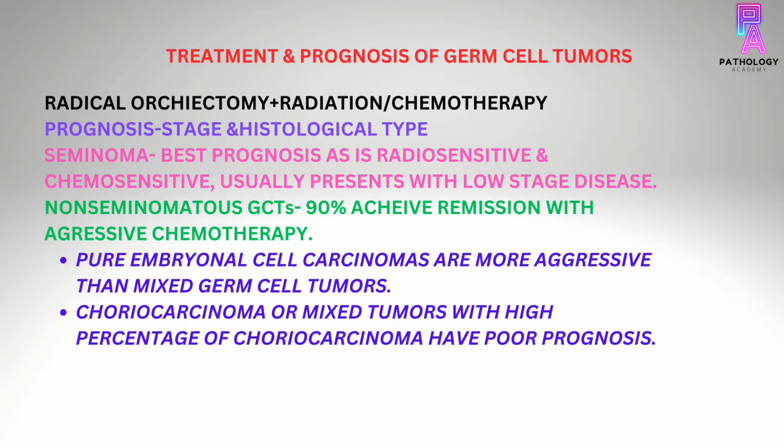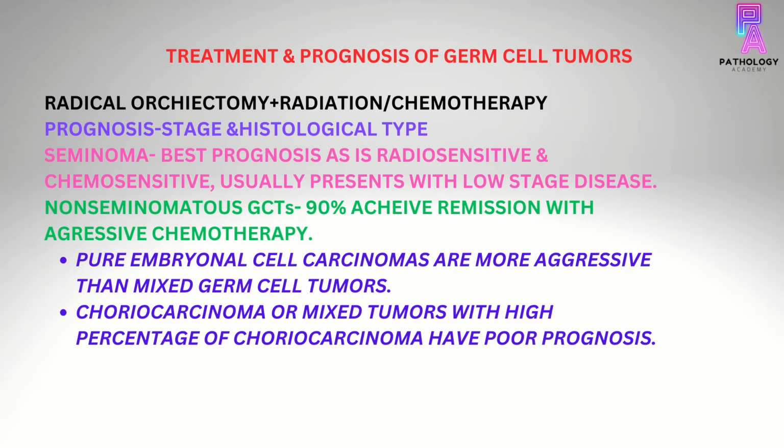Treatment of germ cell tumors. Well, for treatment, radical orchiectomy with radiation or chemotherapy is done. The prognosis depends on the stage and histological type. Seminomas have the best prognosis as they are radiosensitive and chemosensitive and usually present with low stage disease as they have an indolent course. Of non-seminomatous germ cell tumors, 90% achieve remission with aggressive chemotherapy.